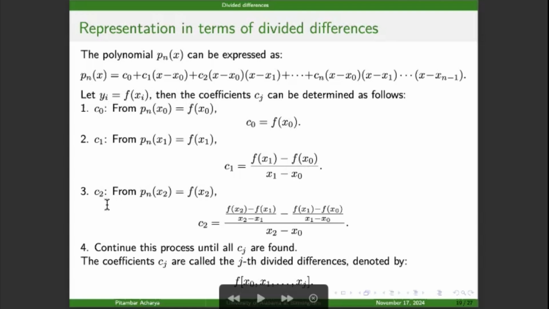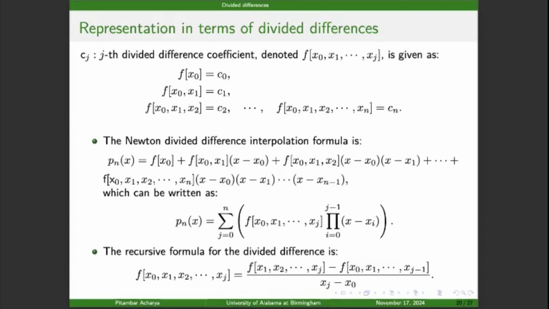Similarly, to determine c2, we plug x equals x2 in the polynomial interpolant. And by computation, we get the value of c2 equals this expression. So we continue this process until all cj are found. The coefficients cj are known as the jth divided difference, and this is denoted by f[x0, x1, up to xj]. So this is the notation for the jth divided difference. We denote c0 by f[x0], c1 by f[x0, x1], c2 by f[x0, x1, x2], and so on.